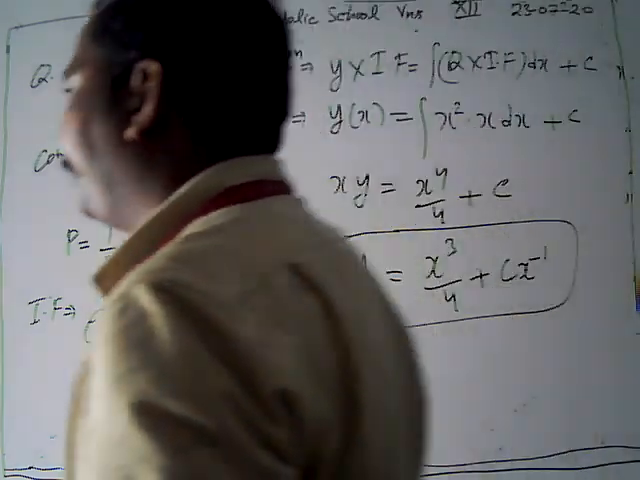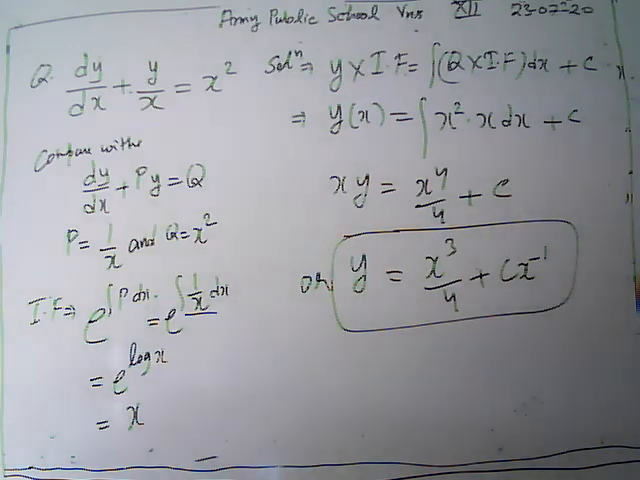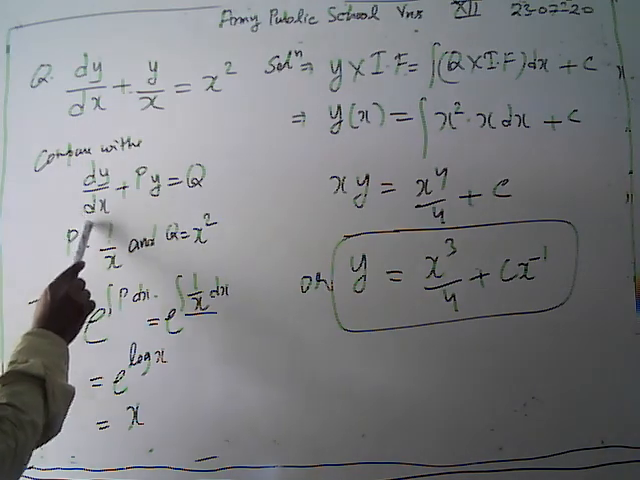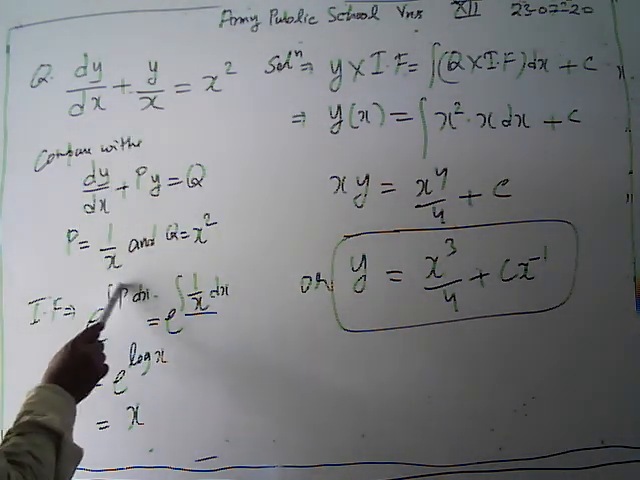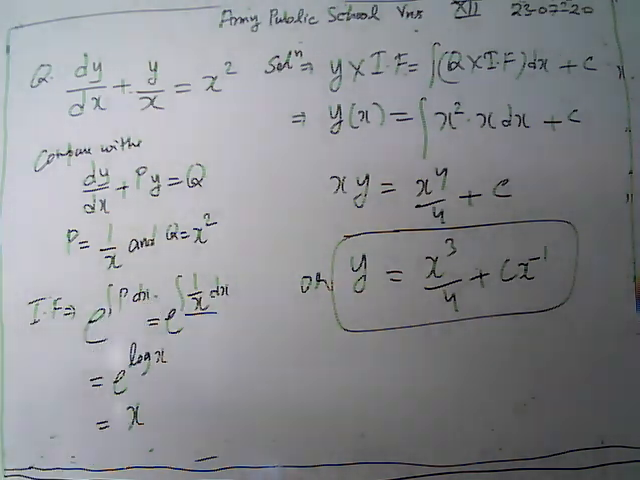Look again, I'm going to revise it. We have a problem, what do you have? We have here dy/dx plus y/x equal to x square. Comparing with our standard form dy/dx plus Py equal to Q, after comparing, we have the value of P is 1/x, Q is x square. After getting the value of P and Q, we are going to get our integrating factor.